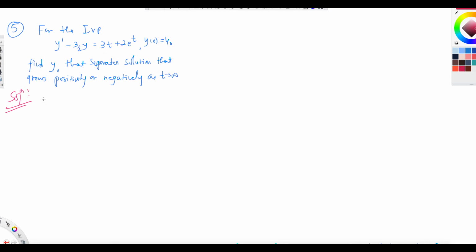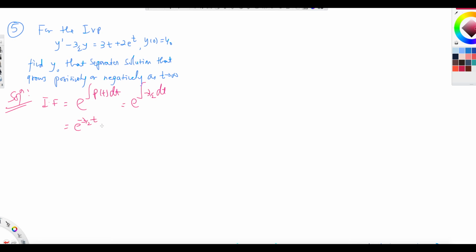So what is the integrating factor here? Because this is already in the standard form, there is just y prime, p y equals q. So integrating factor equals e to the integral of p of t dt. So that is e to the integral of negative 3 half dt. How much is that? That is e to the negative 3 half t.